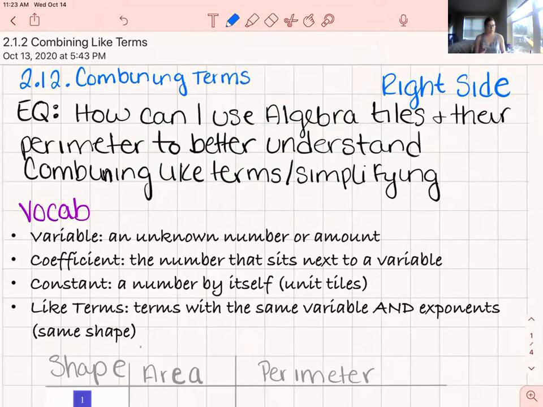So again, a reminder, you have a right side and a left side. We're starting on the right side. Those are the notes we do together, that your answers will always be 100% correct. Left side is where you do some practice problems that we'll go over.